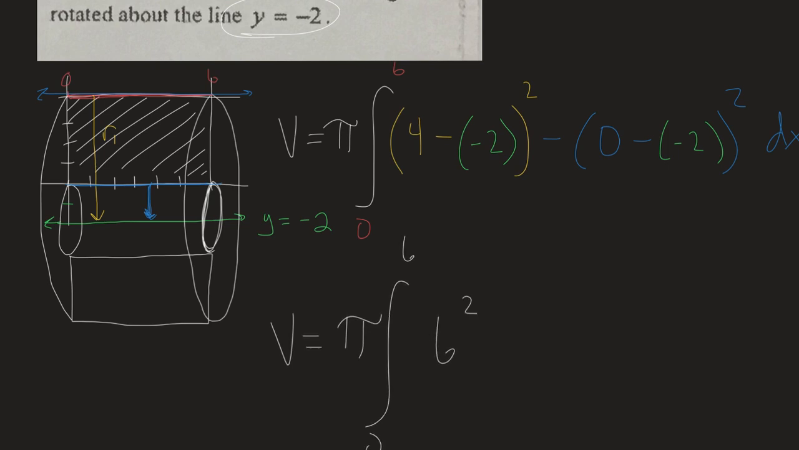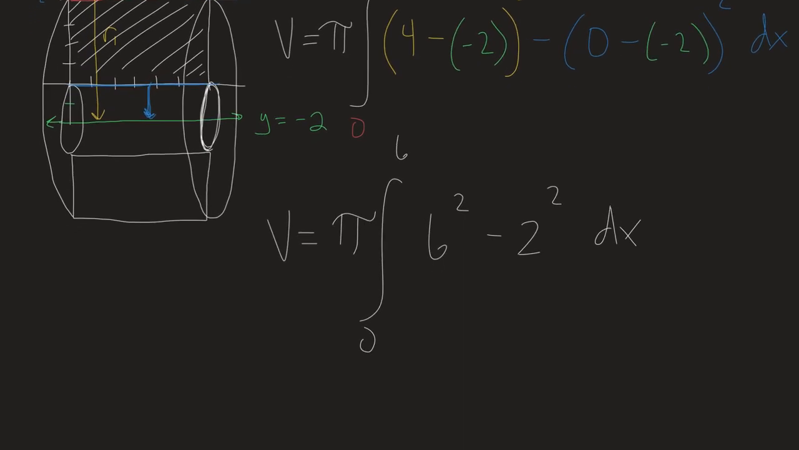Okay, that's your first radius, from the red line to the green line, minus the second radius, which is the blue line to the green line, right? So we have these two ideas that you're subtracting: your function minus the axis of rotation.